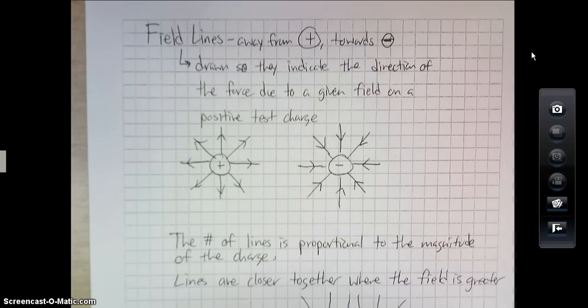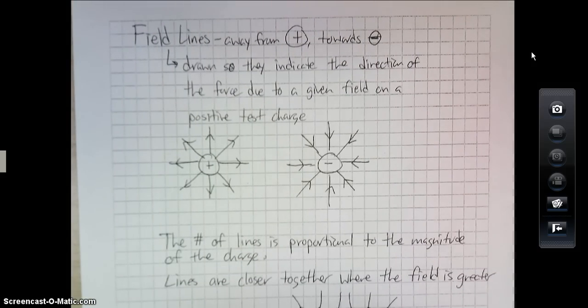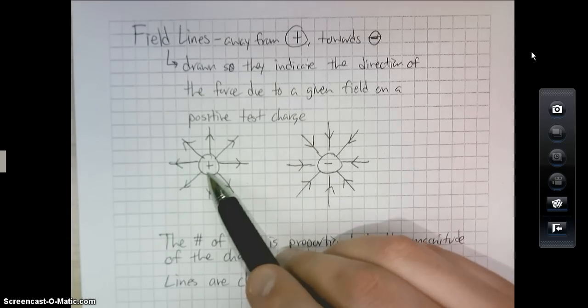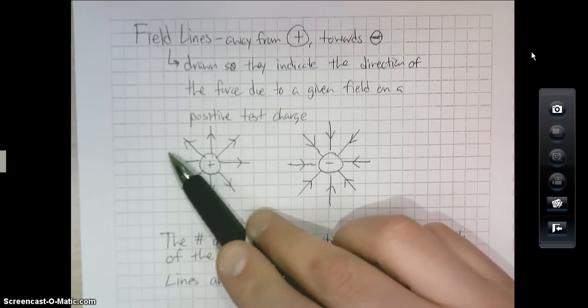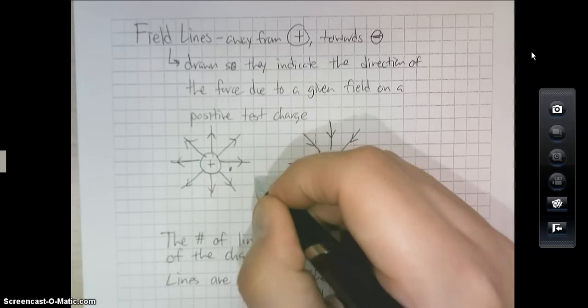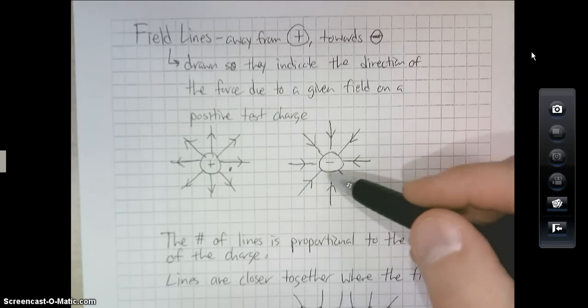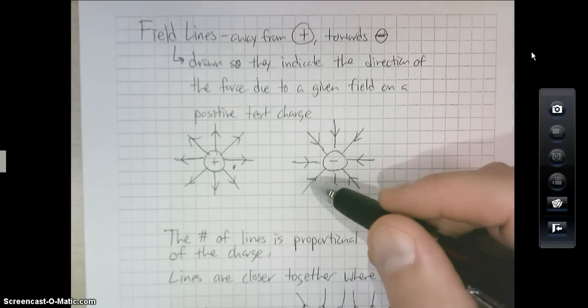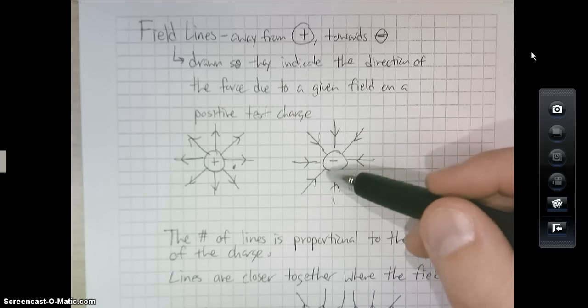The other thing, I want to just go through some pictures with you. Field lines are always drawn away from positive charges, because again, we define an electrical field as the force on a positive test charge. So we always draw the field lines away from a positive charge towards a negative charge. They are drawn so that they indicate the direction of the force due to a field on that positive test charge. If I had a positive charge here, then the field would be going away from this positive charge. If I put a positive test charge right here, it's going to get pushed away. If I put a positive test charge around a negative charge, it's going to draw it towards it. The field lines are always aimed towards a negative charge.